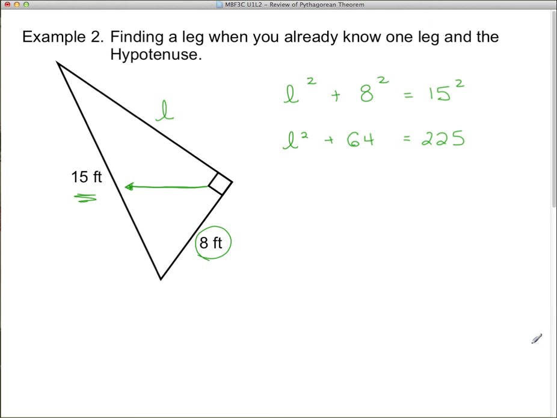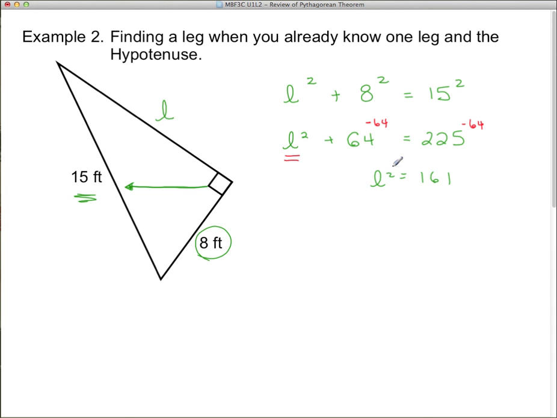Now we have to get L squared by itself first. So what I'm going to do is get that L squared by itself by getting rid of this 64. Now if I get rid of a positive 64 by subtracting 64, because 64 minus 64 is 0. But remember, we're using algebra, so whatever I do to one side, I have to do the same thing to the other. So I'm going to subtract 64 on this side as well. So all I'm left with over here, because positive 64 and negative 64 go poof, I'm left with L squared on this side. And 225 minus 64 is 161.